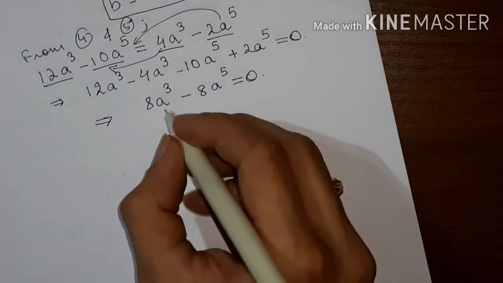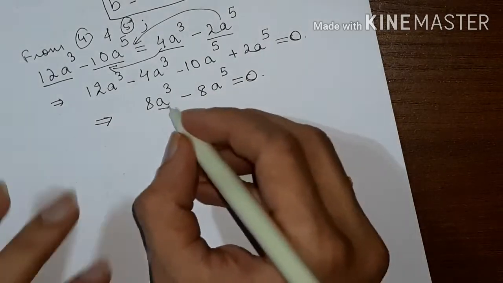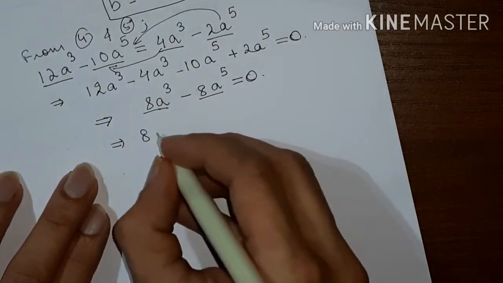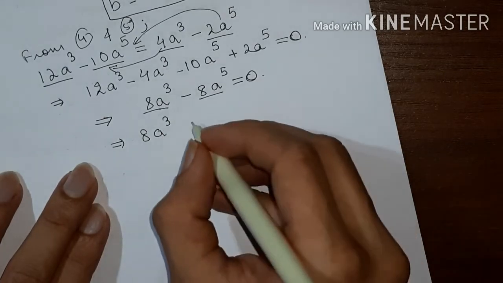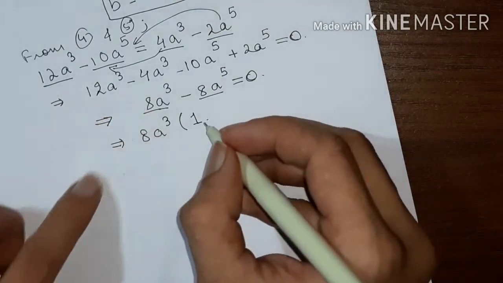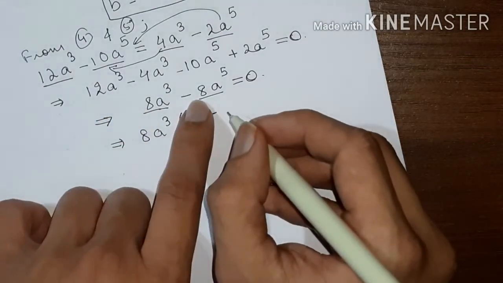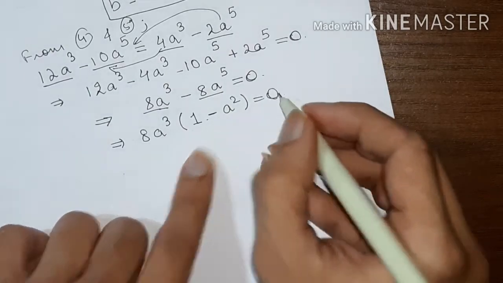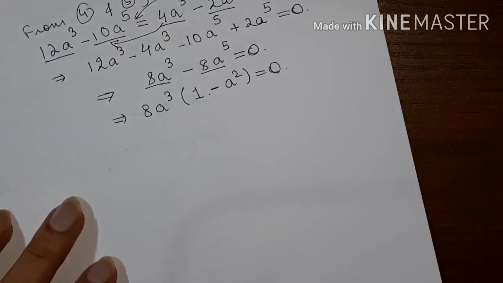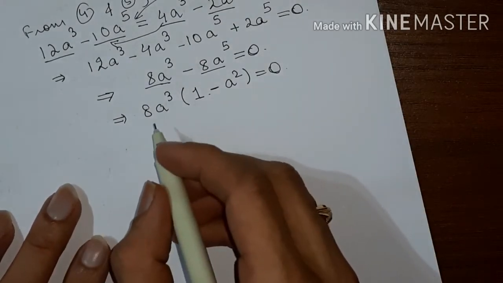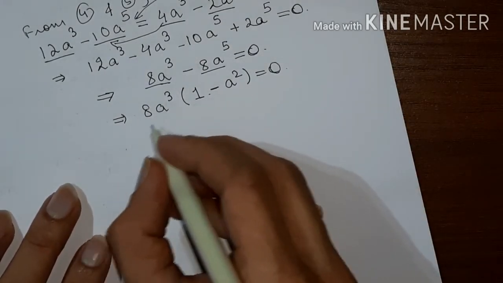Now suppose we take 8a³ common. If we take 8a³ common, what remains here is 1, minus what remains here, a², equal to 0. So this is what we have. Now from this, what do we get?